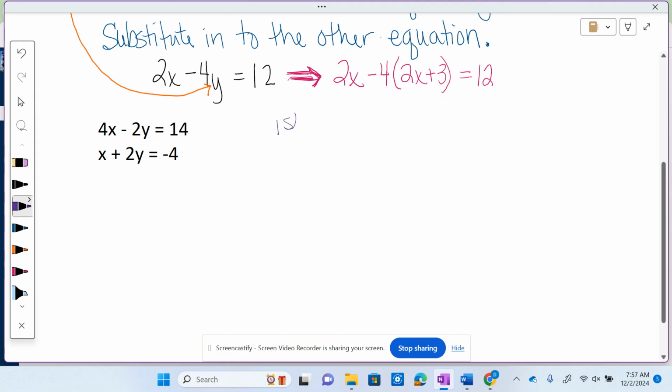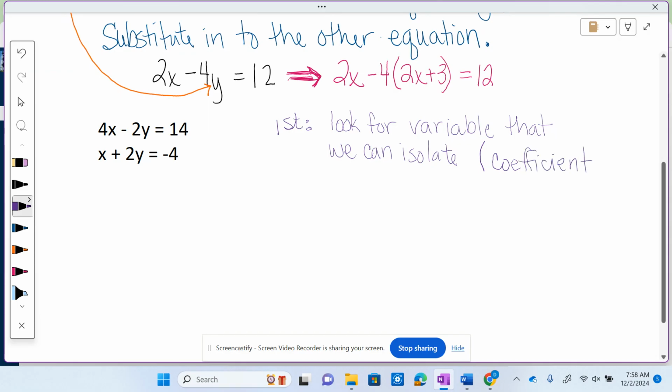So the first thing that we want to do is look for a variable that we can isolate. Because I don't have a y equals or an x equals equation, do I? So I have to look for a variable that I can isolate. And typically that happens when the coefficient is 1. It's easiest to do when the coefficient is 1.